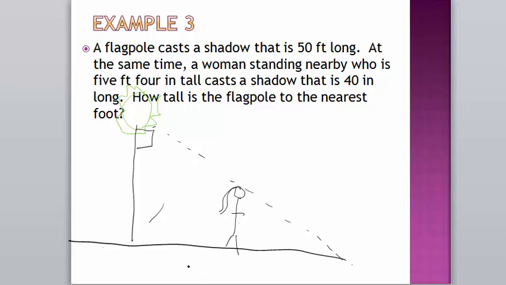Keep in mind, we don't know the height of the flagpole. I'll just call it H. We know the entire length of the flagpole's shadow is 50 feet. We know the woman's shadow is 40 inches. And we know her height is 5 feet 4 inches.